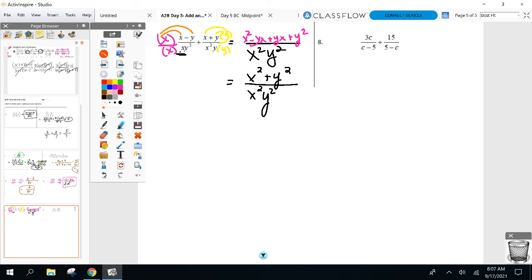Is that different to two perfect squares on top? Nope, because I'm adding. Can you cross off the X squareds, cross off the Y squareds? No, there's a plus sign there. So the answer is yes, there's nowhere you can go. We're done.